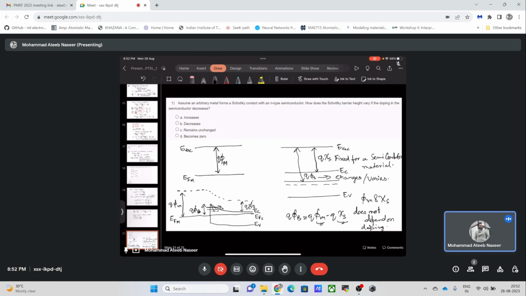Now this question says: how does the Schottky barrier height vary if the doping in the semiconductor decreases? It is simple. The answer to this question is that it remains unchanged.